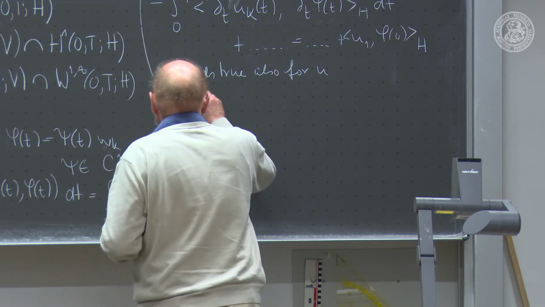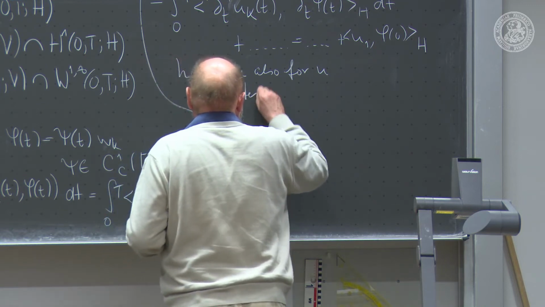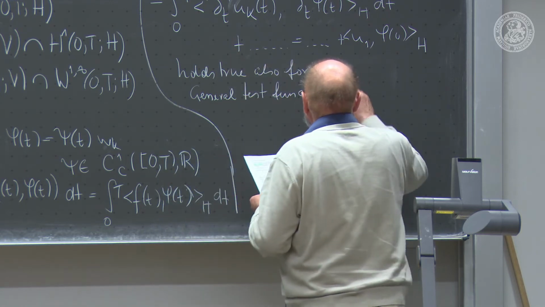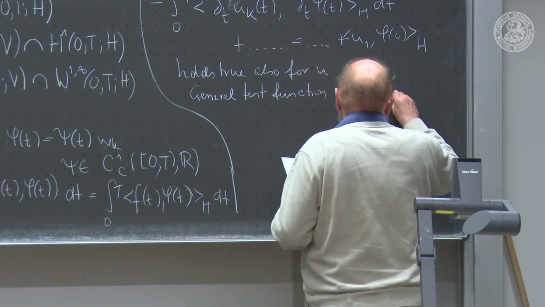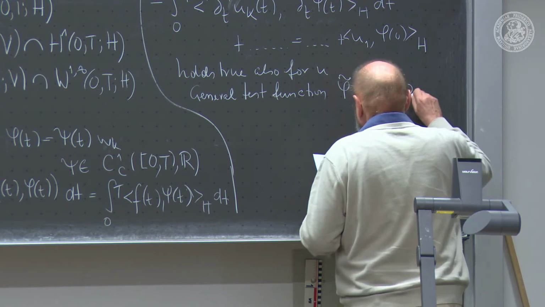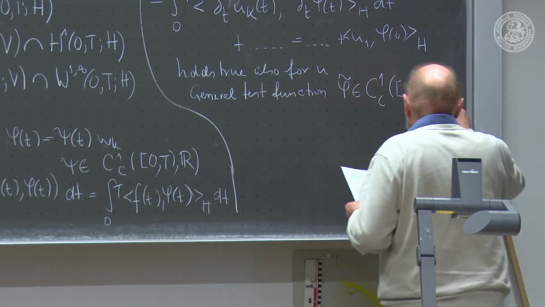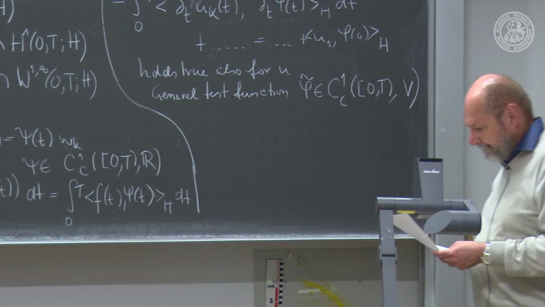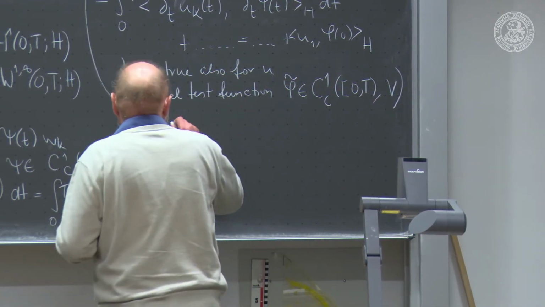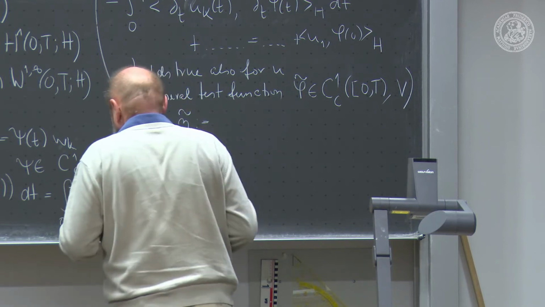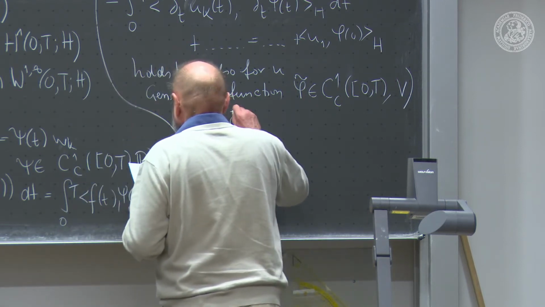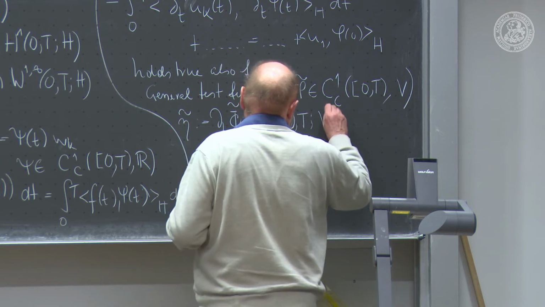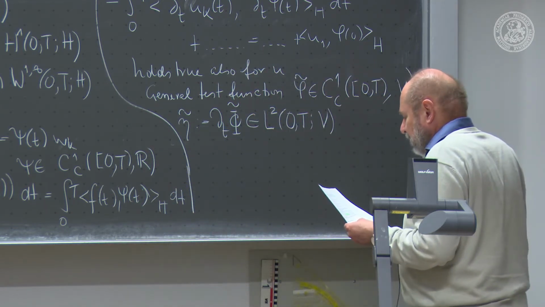So now we have a general test function. That is, we have now a function, call it phi tilde, which is C1 in time, with these requirements concerning compactness and with general values in V. So now we look at the time derivative of the whole thing. Call this eta tilde. This is now at least an L2 function. And this we can do.